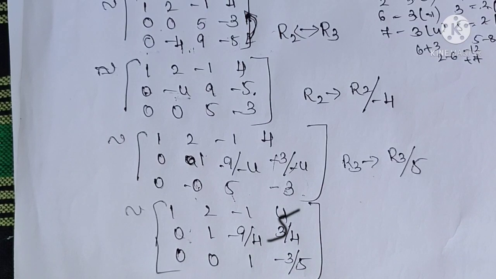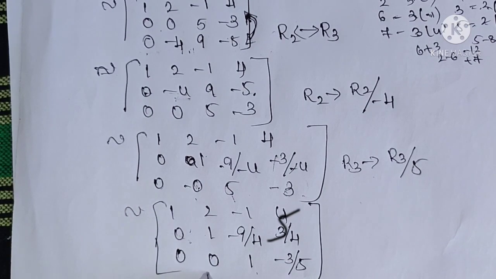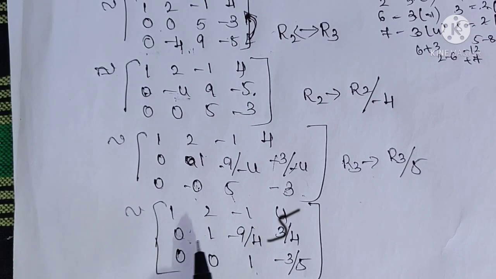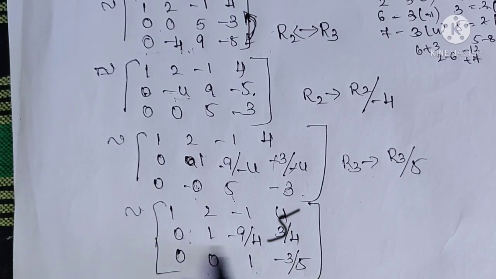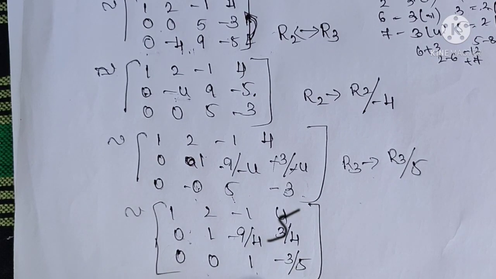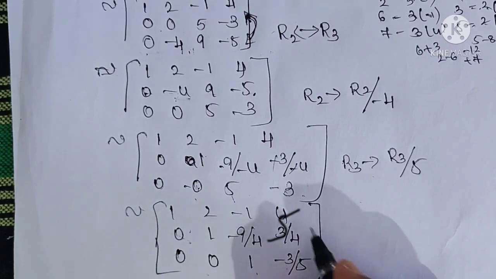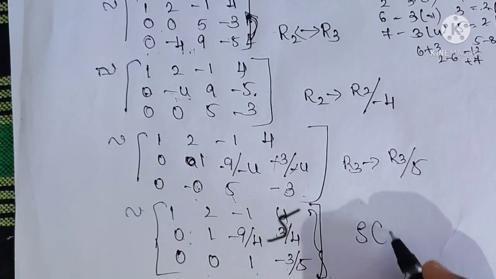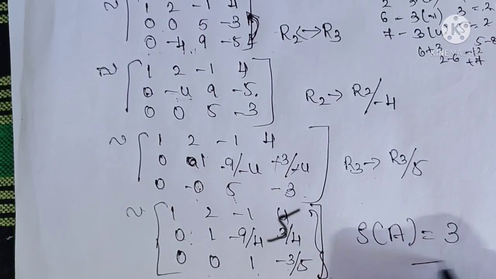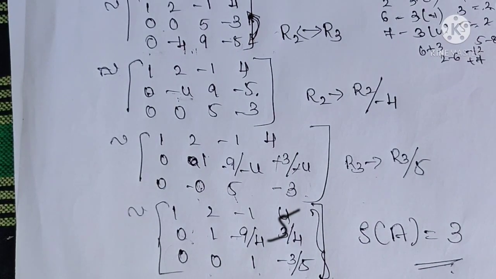This is echelon form. See here, the first non-zero element in each row is equal to 1. Then the zero rows, if any, appear below the non-zero rows, and compared to the previous row, the number of zeros in the third row is greater than the number of zeros in the second row. All four conditions of echelon form are satisfied for this matrix. Therefore it is echelon form. Here there are 3 non-zero rows. Therefore the rank of matrix A is 3. Hence the solution.